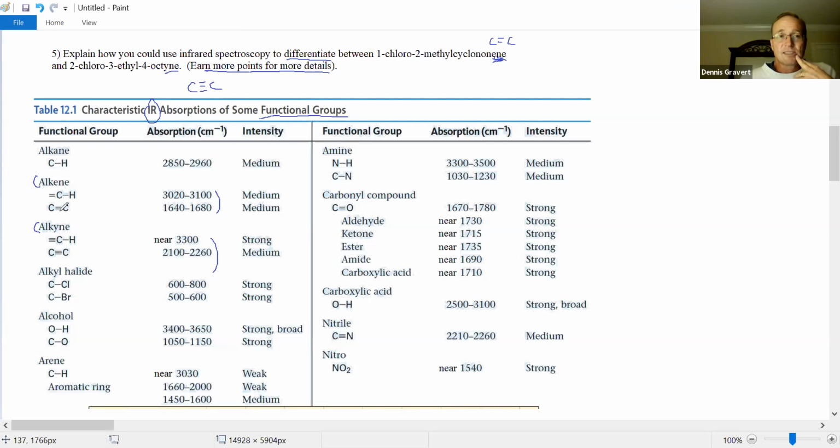All the alkenes will have a carbon-carbon double bond, but do all alkenes have a hydrogen on that alkene carbon? Or more importantly, does this one? So you might want to sketch the molecule. It's cyclononene, so it's a ring of 9 carbons. So I don't know, there's 1, 2, 3, 4, 5, 6, 7, 8, 9.